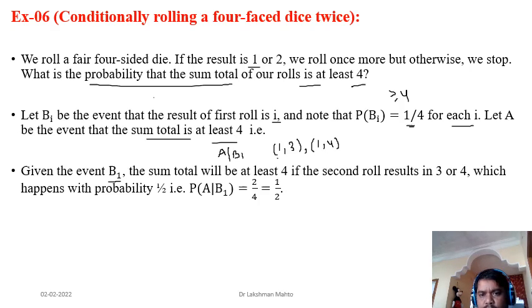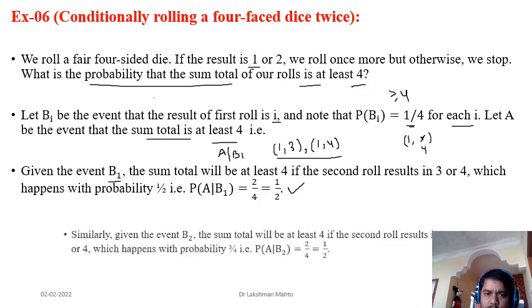So that means two possibilities are there, out of four possibilities. If 1 has already happened in the first roll, then in the second roll there are four possibilities, for 1, 2, 3, 4. So the probability of A given B1 would be 2 by 4, and if you simplify, it comes to 1 by 2, once you have already seen the happening of B1. So the probability of A given B1 would be 1 by 2.